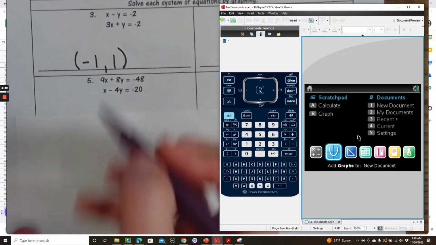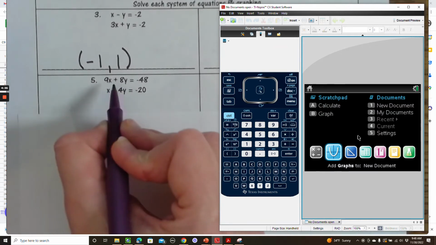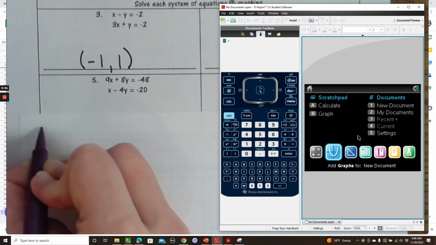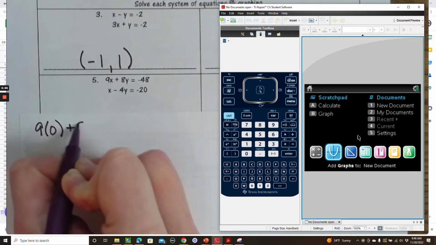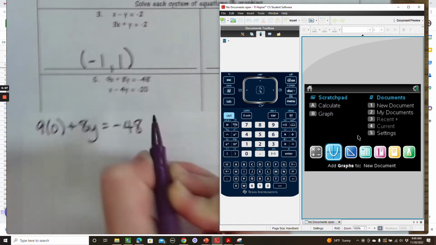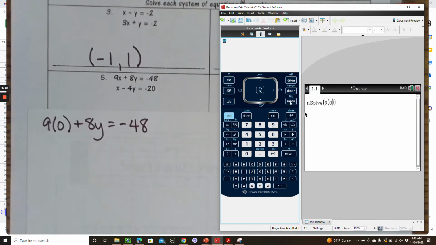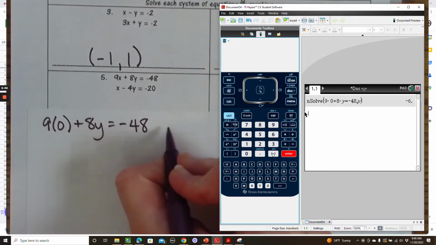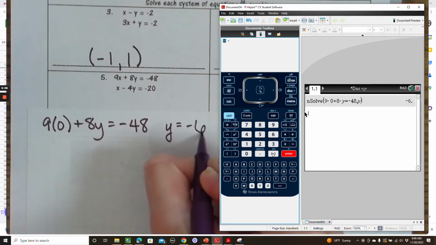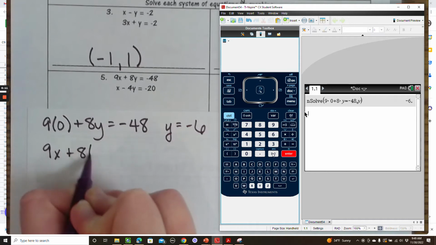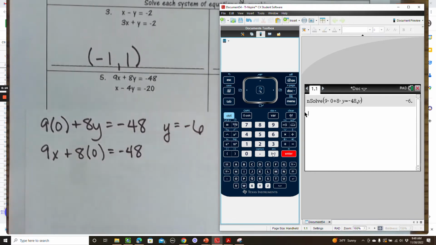What I can do is find 2 points. I'm going to swap out the x for a 0 the first time, and do menu 3, 1 this time to solve that equation. 9 times 0 plus 8y equals negative 48, comma y, and I get y equals negative 6. Then I'm going to do it again, but this time I'm going to swap the y out for a 0.